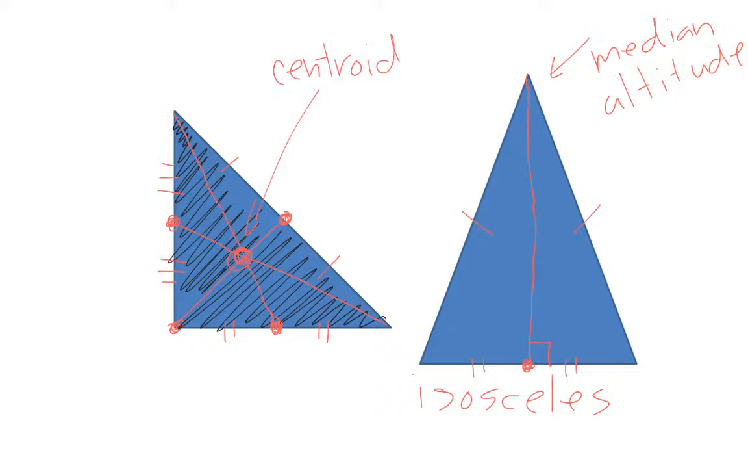This median and altitude will also bisect the angle at the vertex, which means this angle will be identical to that angle.